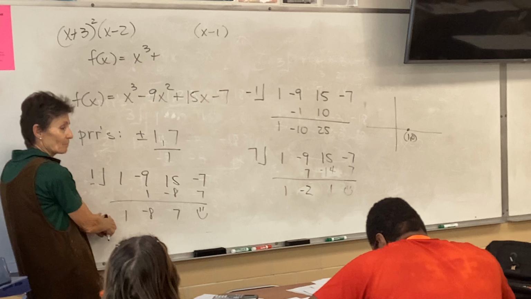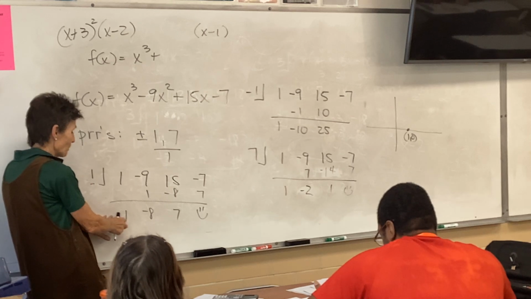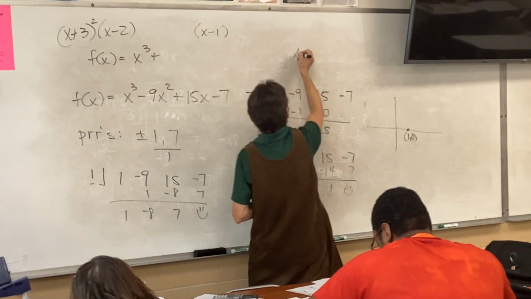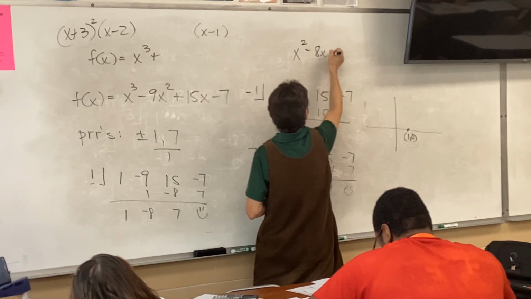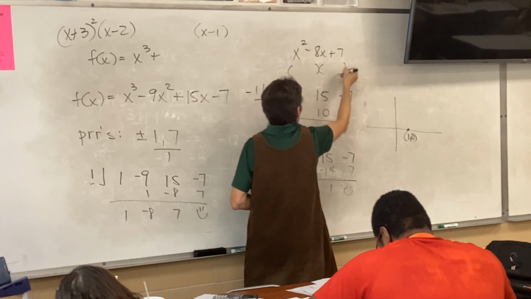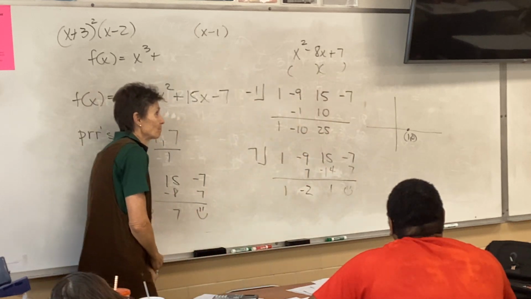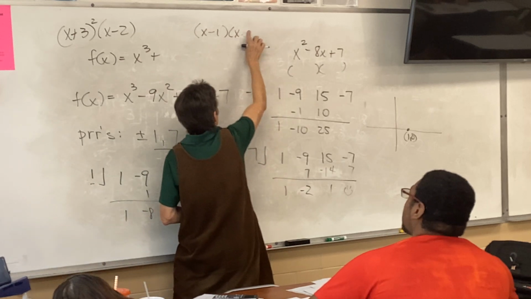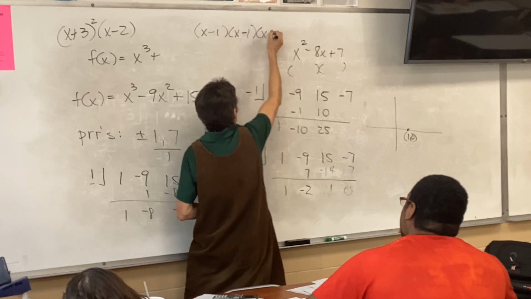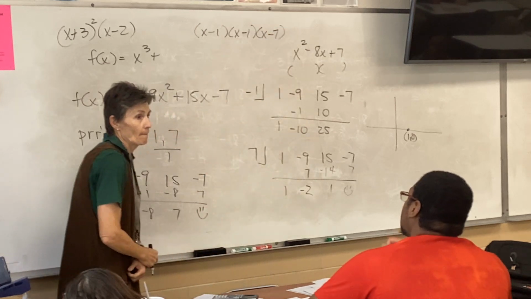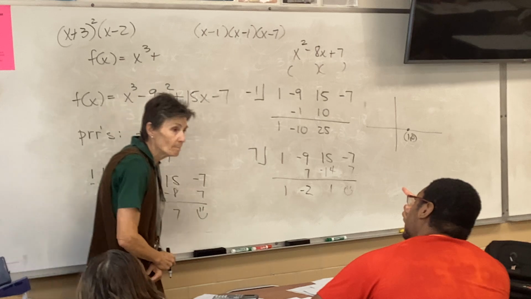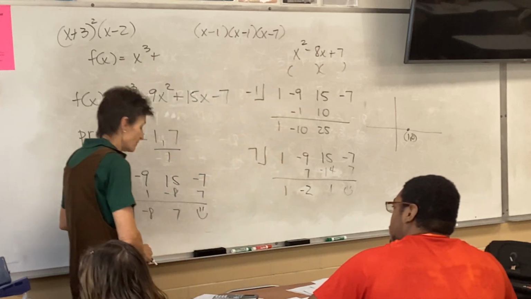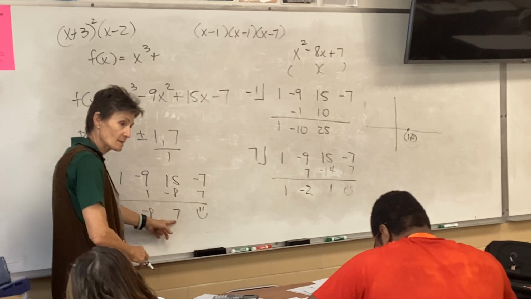So now do we know the other factor too? Yep. But I'm gonna go ahead and factor this. So what's that? X squared minus 8x plus 7? How does that factor? X minus 1 and X minus 7? This right here, from the division.